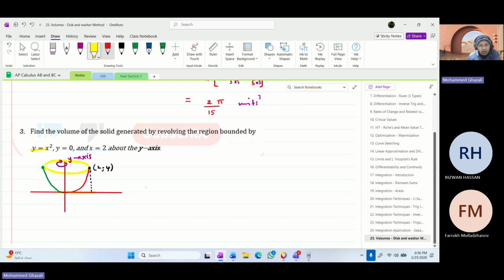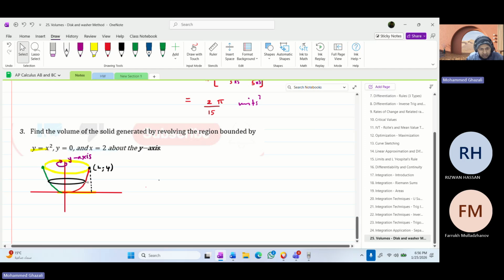Now, you can see because you're rotating about the y-axis, your discs are inside here. Let me draw a flat disk. Let me actually draw the disk. See, your disk is here. That's where your disk is. Are we good?